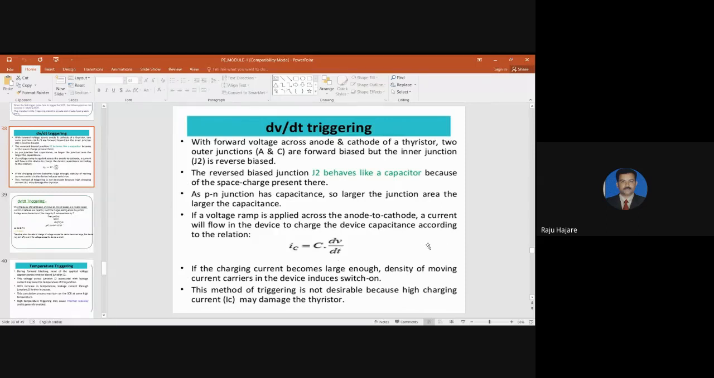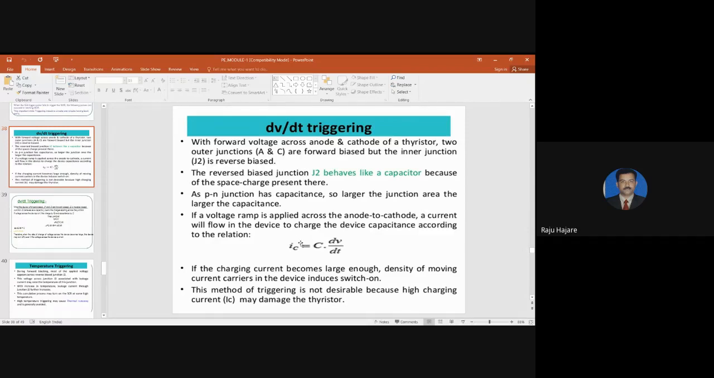You are applying the voltage VAK across the device, right? But that voltage you are varying with time. dV by dt is that voltage varying with time. So as you are varying the voltage, the current will vary. The charging period will vary in this junction area. So that is the mechanism discussed here, dV by dt triggering with application of voltage VAK.